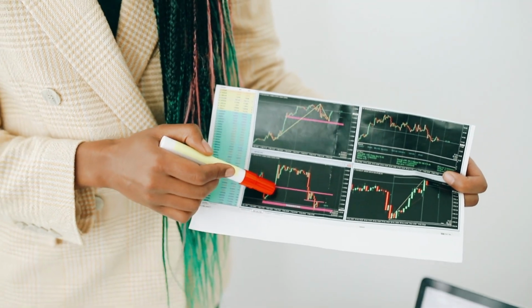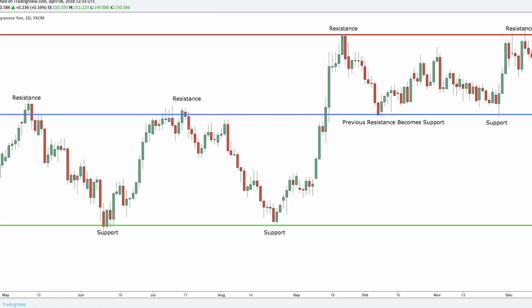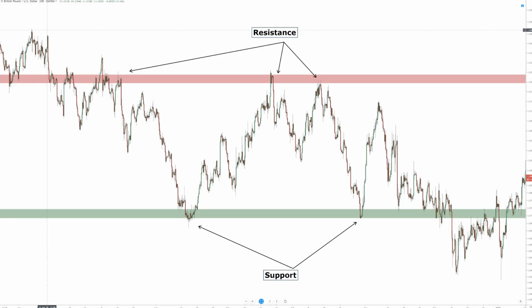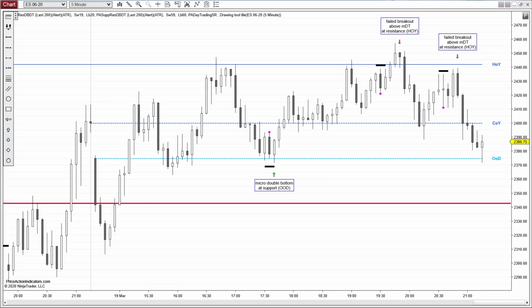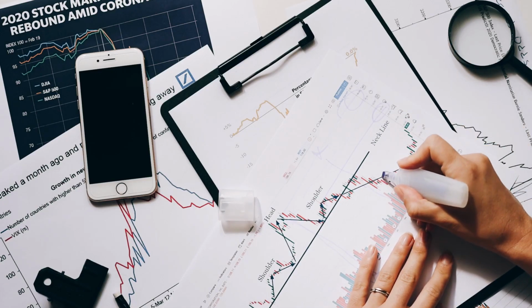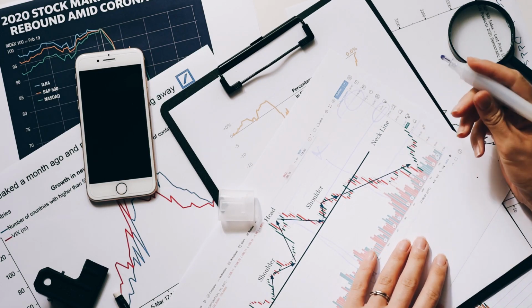For newer traders, drawing these levels on a chart might seem like an intimidating task. However, developing this skill is of great benefit to finding success as a technical trader. Before I explain exactly how to mark support and resistance on your chart, we must first discuss the criteria for a support or resistance level.